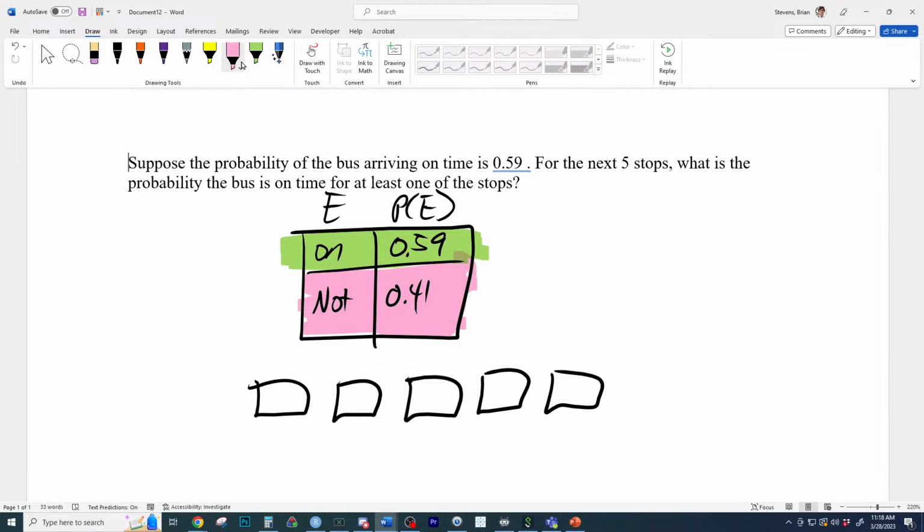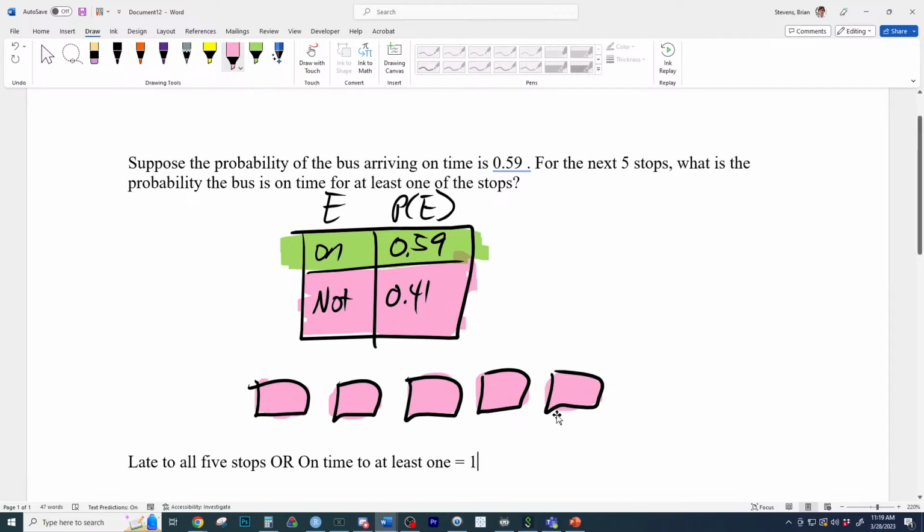When is it not on time for at least one of the stops? Describe to me the scenario when it's not on time. Exactly, Jesse got it right there. All the misses right here. So in this scenario, it is when it is late to all 5 stops. And it's either late to all 5 stops or on time to at least 1.